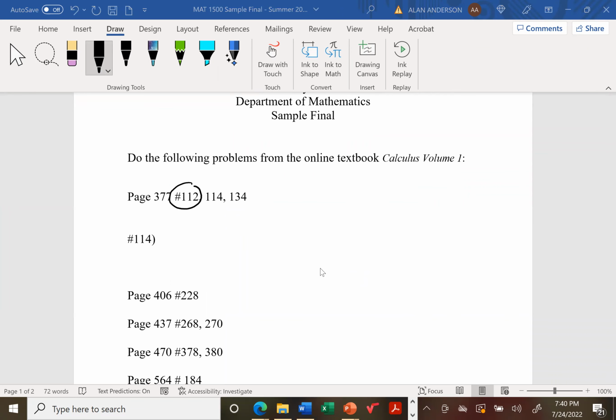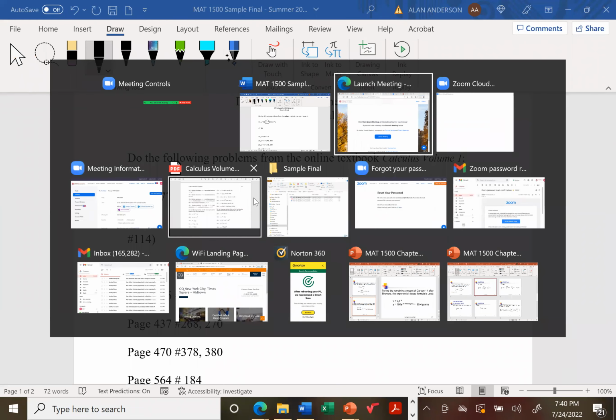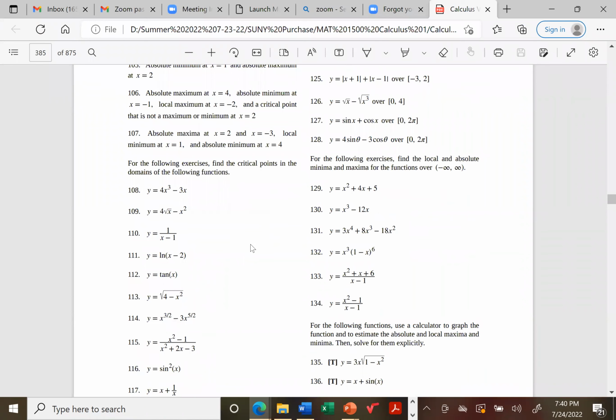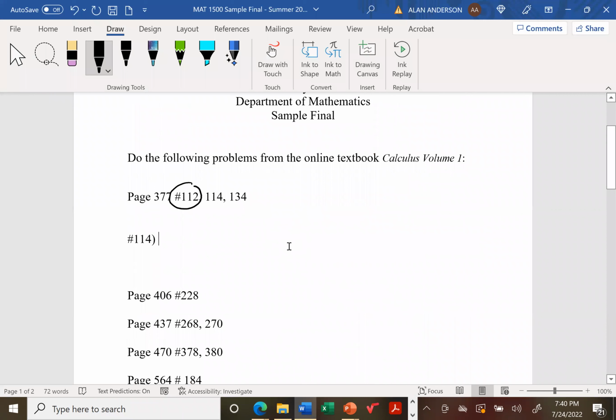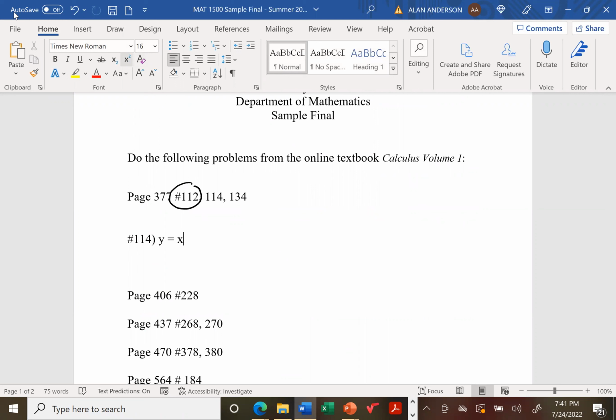So we look at the book. Where is it? Right here, number 114. What they're asking us to do is find the critical points in the domains of the following functions. So we're looking now at y equals x to the 3/2 power minus 3x to the 5/2 power.